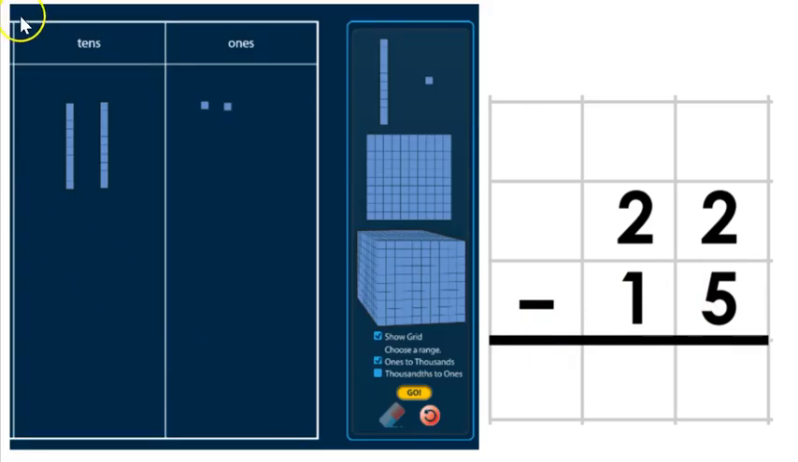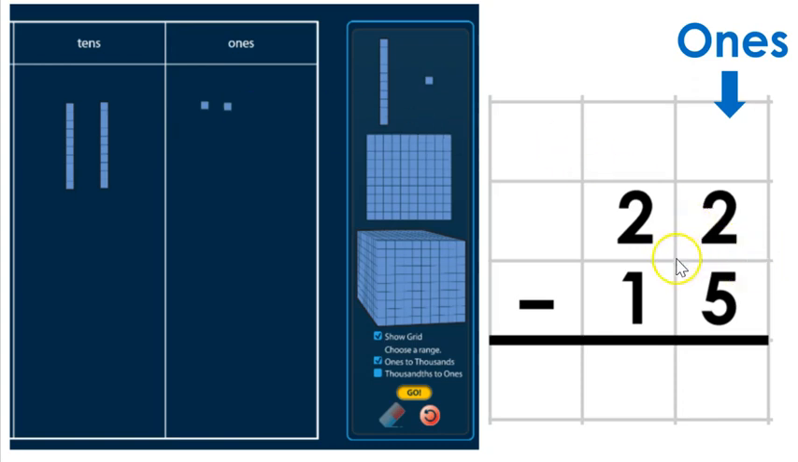I can also show you with place value blocks. 22 is 2 tens and 2 ones. Step 1. Subtract your ones. 2 minus 5. You can see over here, I cannot subtract 5 ones because I only have 2 there.